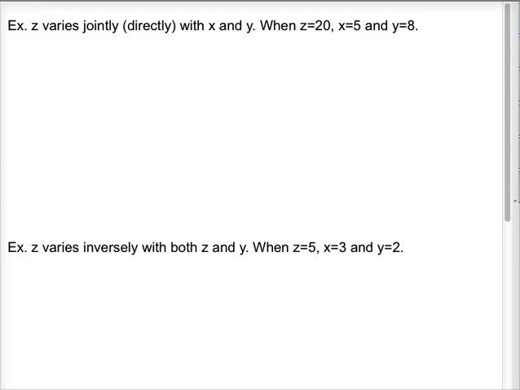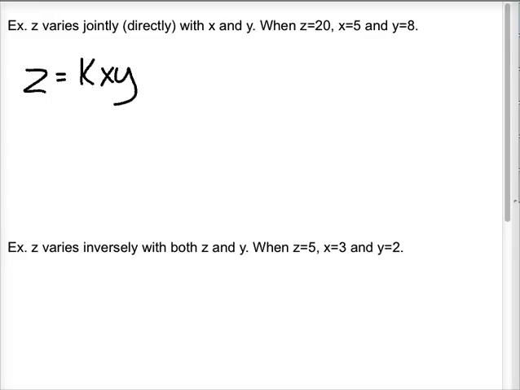So let's do a couple more. So z varies jointly, so directly with both x and y. All right, so you always start with what's varying. So z is varying. And now this time, it's direct with both x and y. So this time, both x and y are going to be with my k. All right, so now let's plug in what I know.